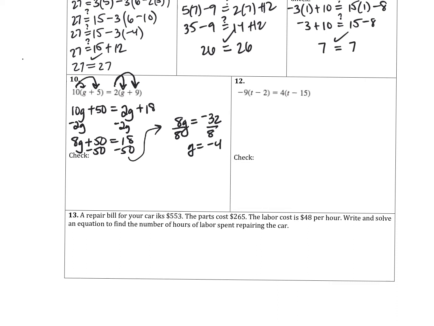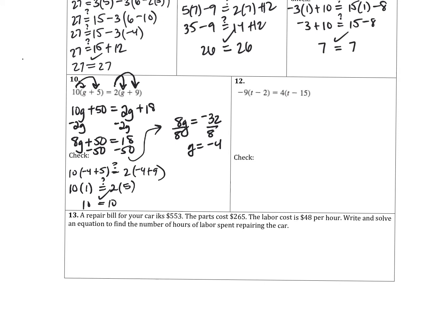Let's check. 10 times (negative 4 plus 5), is that equal to 2 times (negative 4 plus 9)? Negative 4 plus 5 is 1, so 10 times 1 is 10. Is that equal to 2 times 5, since negative 4 plus 9 is 5? 10 is equal to 10? Yep.